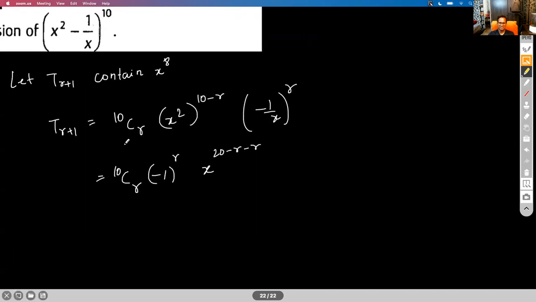So 10 CR, I've kept it separate. Minus 1 to the power r will come from here, that I have kept separate. And if you consolidate your powers of x using your exponent laws, you end up getting x to the power 20 minus 2r, minus r coming from this last term. Now, if you want that this term should contain x to the power 8, that means 20 minus 3r should be 8. Which means 3r is equal to 12. That means your r value is equal to 4.